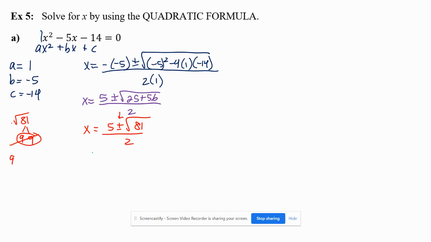So all I'm going to do is rewrite what I had, but wherever I see the square root of 81, I'm going to replace it with a 9. Then it was all divided by 2. Here I recommend separating the answer into 2 so that you can do each one separately. So we have x is equal to 5 plus 9 over 2. And we have x is equal to 5 minus 9 over 2.